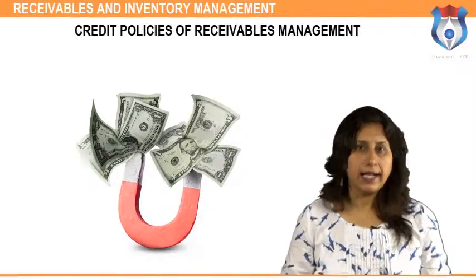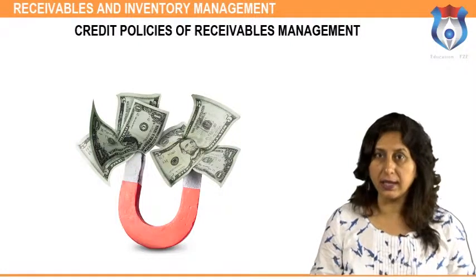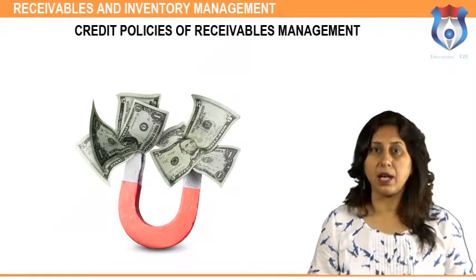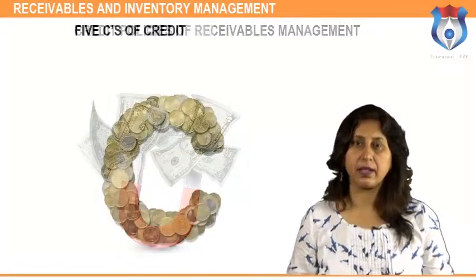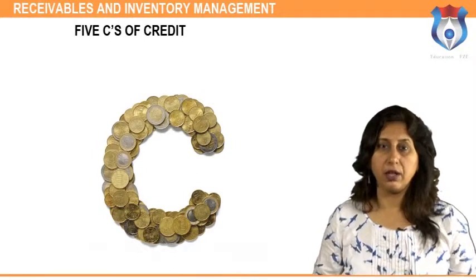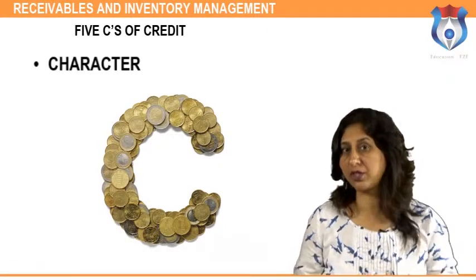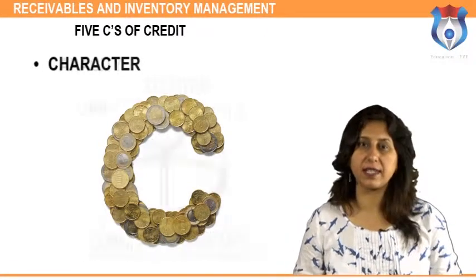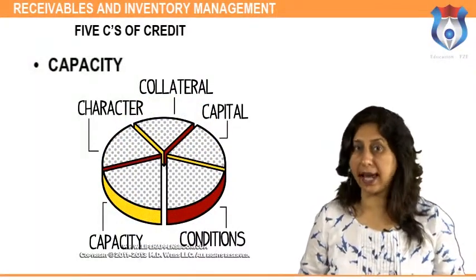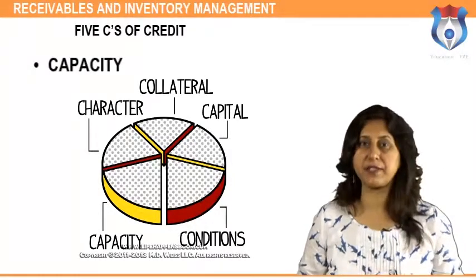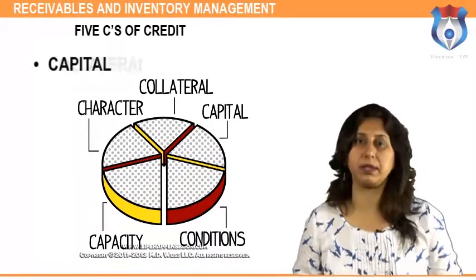Collection policy. Collection policy refers to the procedures adopted by a firm to collect the amount from its debtors when such amount becomes due after the expiry of credit period. 5 C's of credit. All the 5 C's of credit are character. Character means reputation of debtor for honest and fair dealings. Capacity. Capacity refers to the experience of the customer and his demonstrable ability to operate successfully. Capital. Capital refers to the financial standing of a customer.